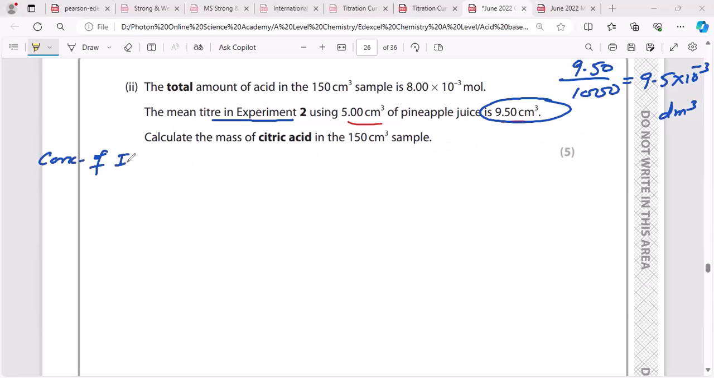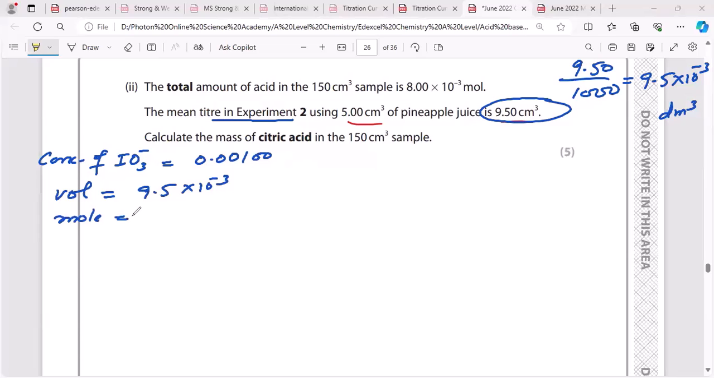concentration of iodate ion is 0.00100. The volume here is 9.5 × 10^-3. So can I find moles? Yes, I can.